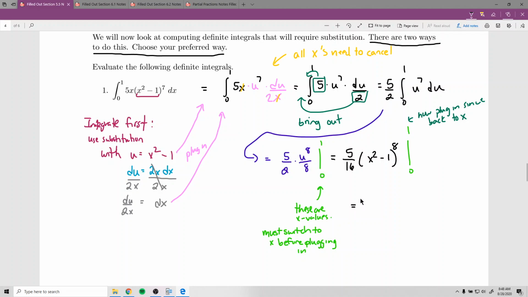Okay, so we got 5 over 16. Plug in the top number 1. Subtract. Once again, I only have one term here. The part that sort of has 2 terms is already in a parentheses, so I don't need to write an extra parentheses around this. Plug in 0. And then simplify.